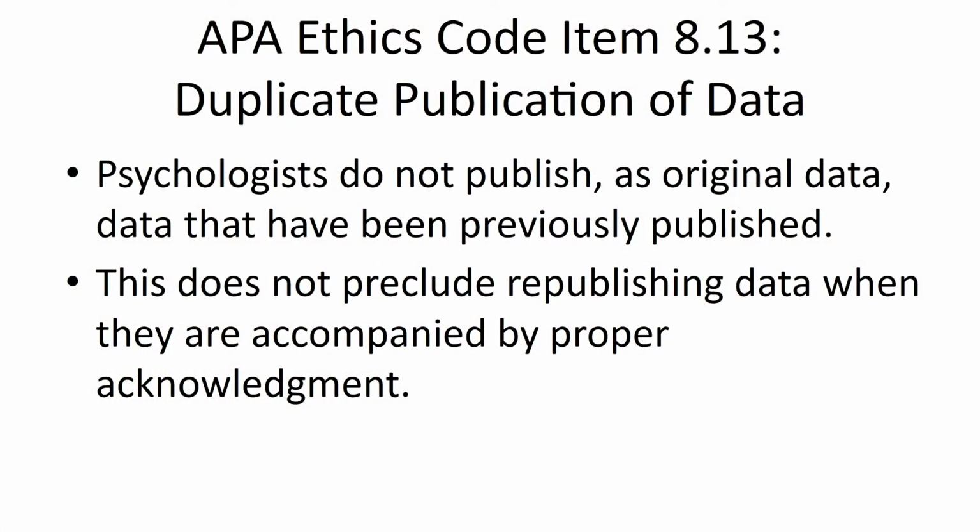APA Ethics Code item 8.13 refers to the duplicate publication of data. So just like the plagiarism stuff, when it comes to publishing data, you want to make sure you're only putting original work out there. Any data that you include in a research report, the assumption is that it's data you've collected yourself. It is original data. It has not been previously published. And if you do include any discussion of data that has already been published, you need to acknowledge that. There needs to be some proper description of where this data came from and details as to why it was used.